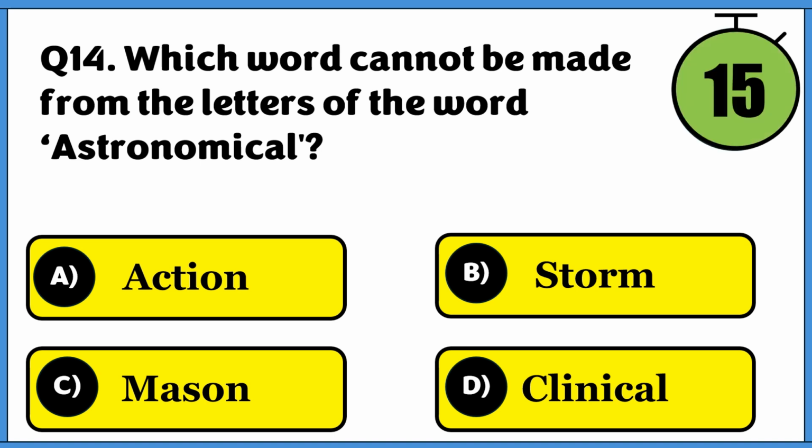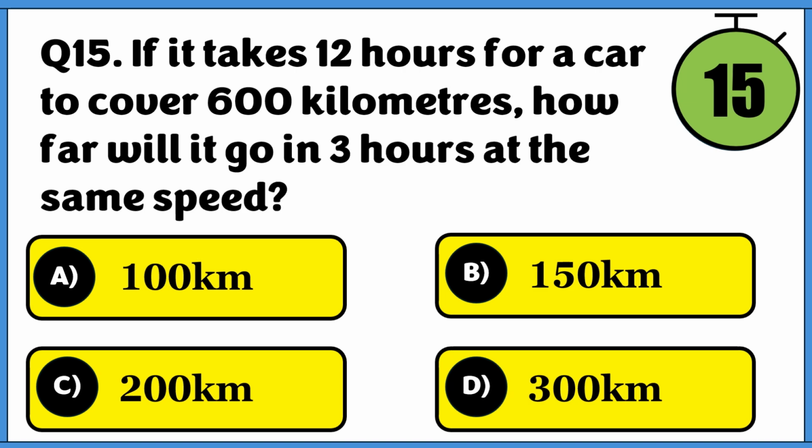The correct answer is D, clinical. Question 15. If it takes 12 hours for a car to cover 600 kilometers, how far will it go in 3 hours at the same speed? Is it A, 100 kilometers, B, 150 kilometers, C, 200 kilometers, or D, 300 kilometers?